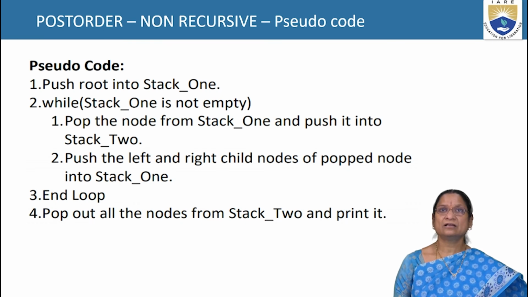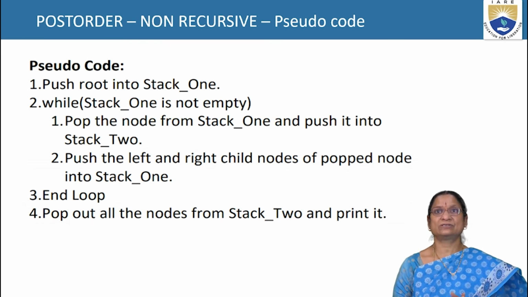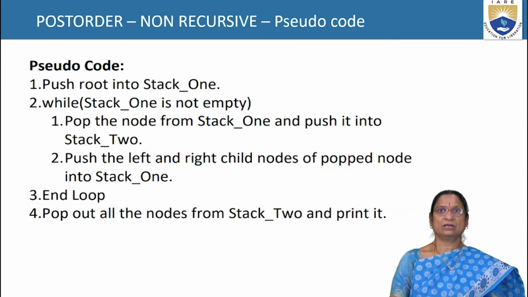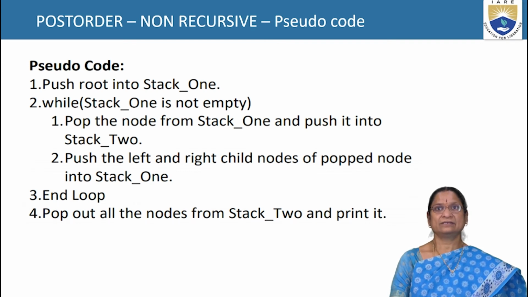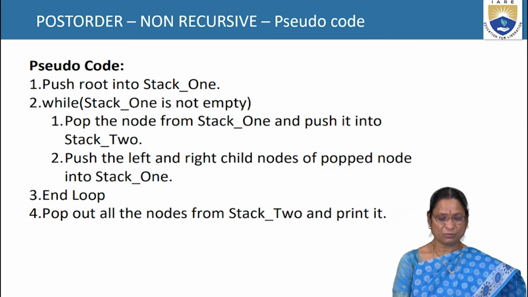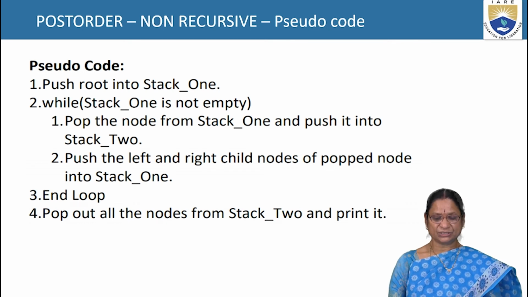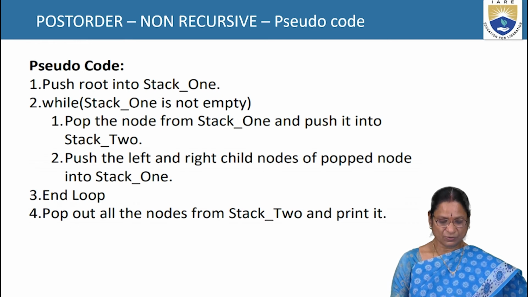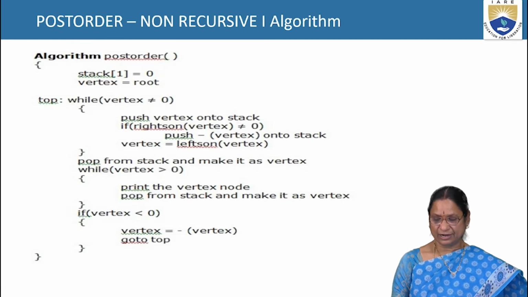Post-order means the element is going to be processed after the left subtree and after the right subtree. So first we have to push the root into the stack, and while the stack is non-empty, we pop the node from the stack and push it into the other stack. Then push the left and right children of the popped node into stack 1. Finally, pop out all nodes from stack 2 and print them.